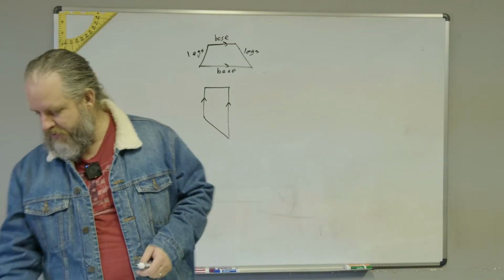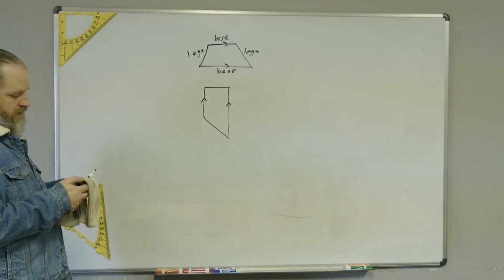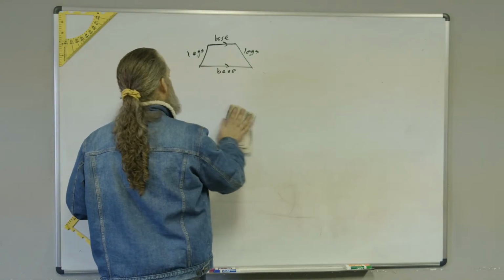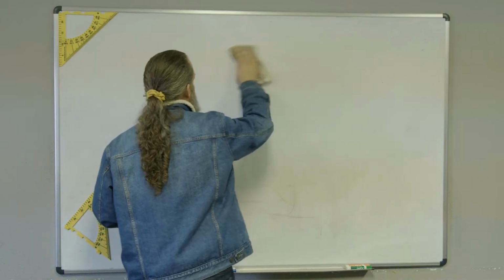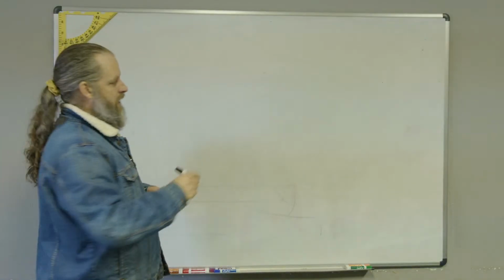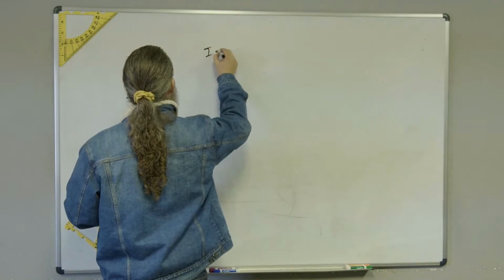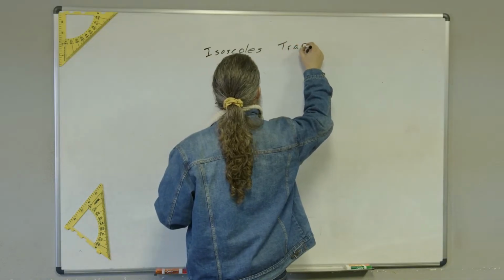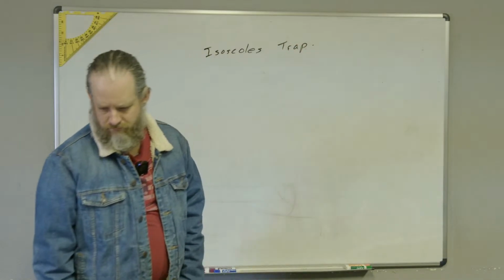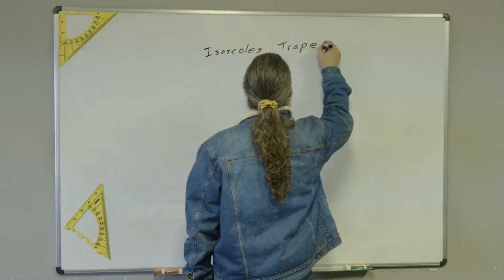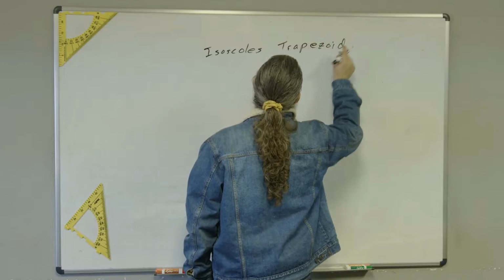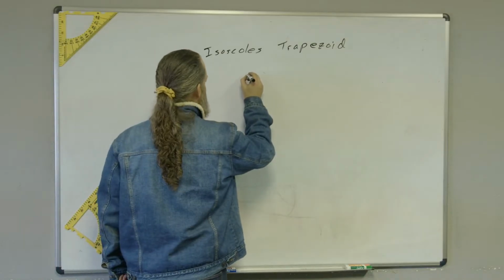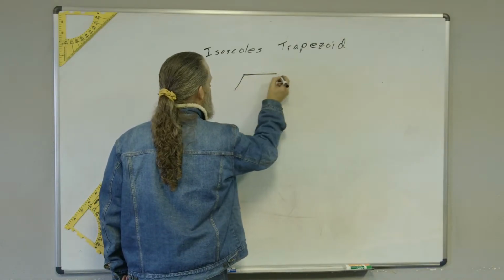So a specific type of trapezoid, there are a few specific types of trapezoids, one of which is an isosceles trapezoid. And it is what it sounds like it is. So an isosceles triangle is a triangle with two congruent sides. An isosceles trapezoid is one where the legs are congruent.